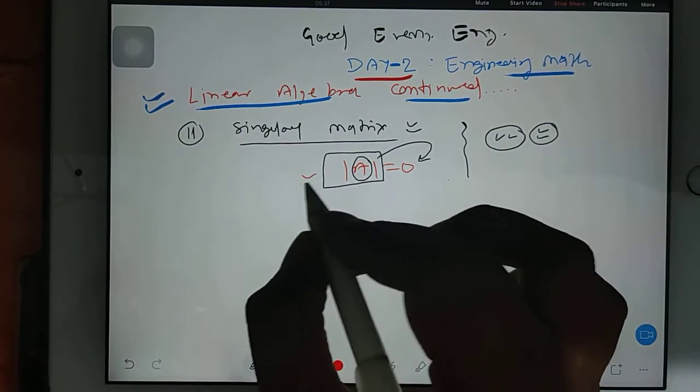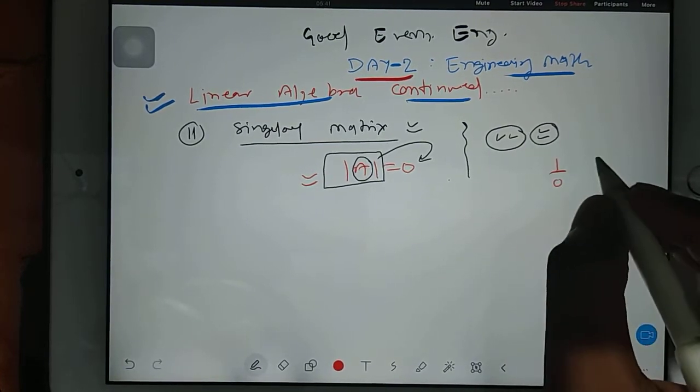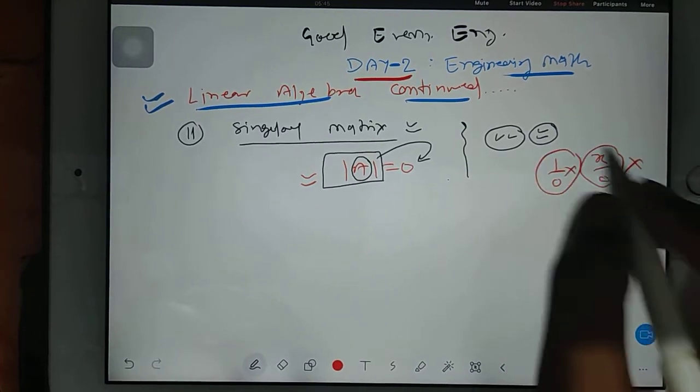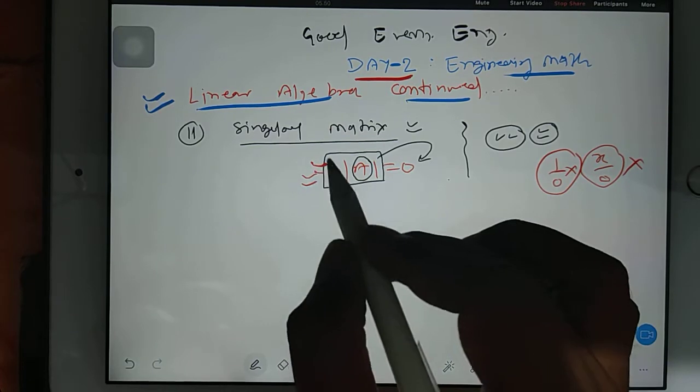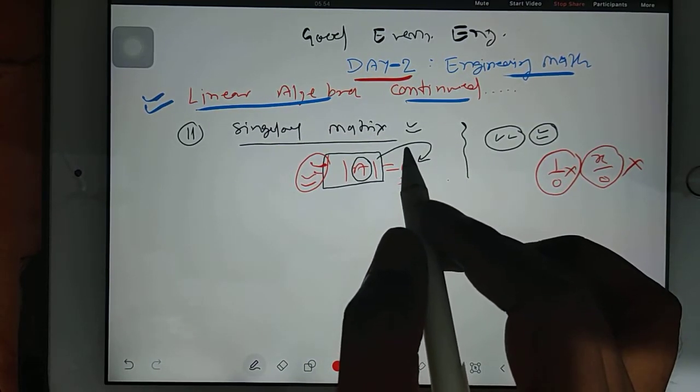try to relate this with a very small concept. You know, 1 by 0 or any number by 0 is undefined, right? It is not defined. In the same way, if the determinant of the matrix comes to 0, then its inverse does not exist.